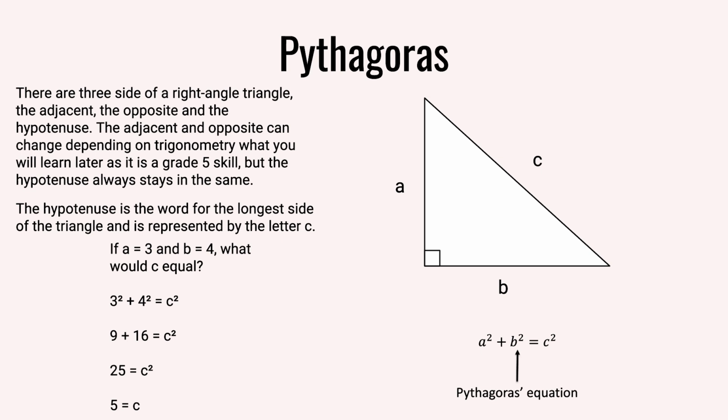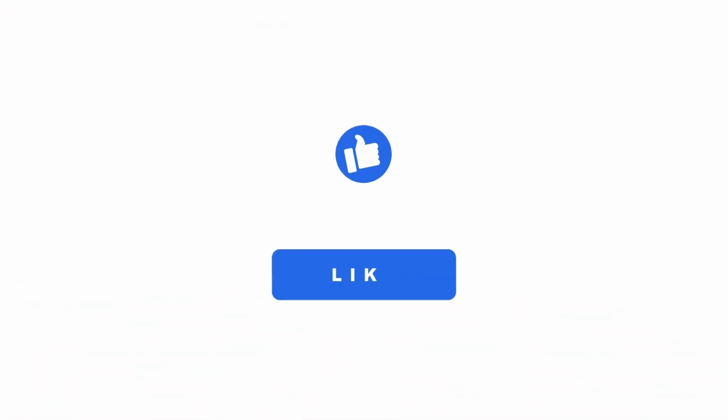So, if a equaled 3 and b equaled 4, what would c equal? First, we would write 3 squared plus 4 squared equals c squared. We then square 3 and 4 to get 9 plus 16 equals c squared, add 9 and 16 to get 25 equals c squared, square root both of them to get 5 equals c. As many of you may notice, our sides have gone 3, 4, 5. This is an example of a Pythagorean triple. Multiplications of 3, 4, 5 in this order are also Pythagorean triples, such as 6, 8, and 10.